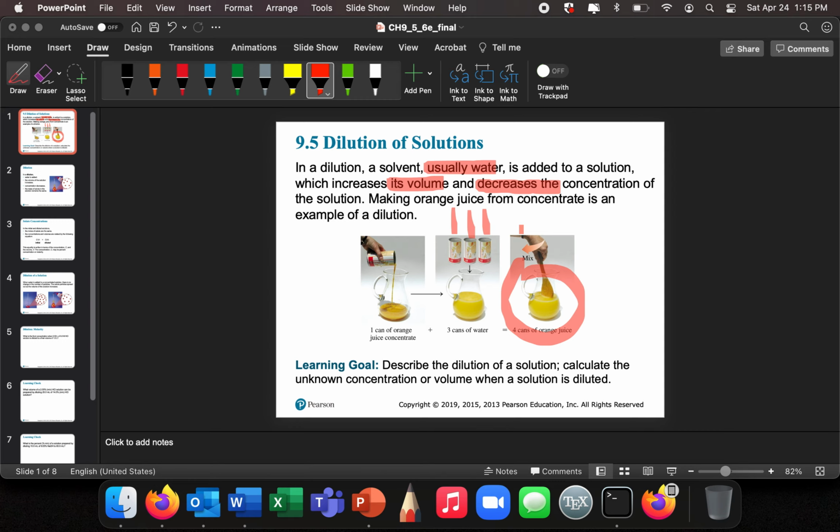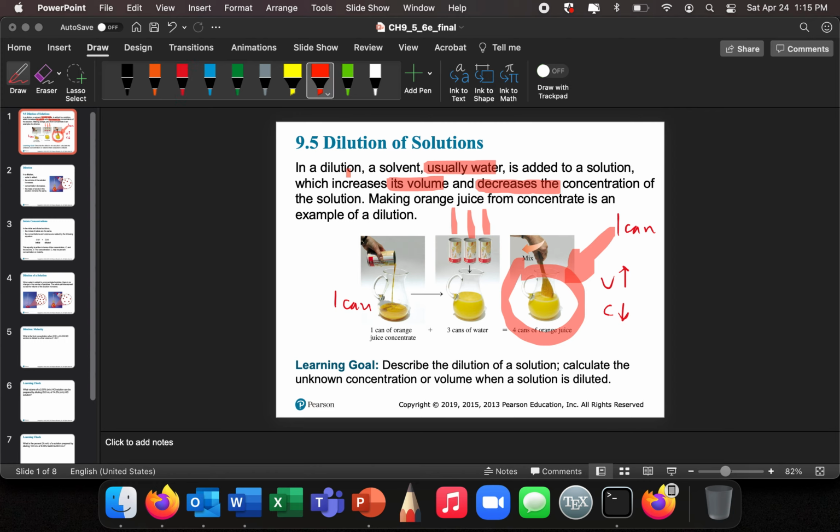So what happens to the orange? How many cans of orange juice did I have here? I had 1 can in both cases, right? 1 can here, and 1 can of orange juice here. Of the orange pulp, 1 can. But I had a larger overall volume, and so my concentration of the orange pulp was decreased, right?